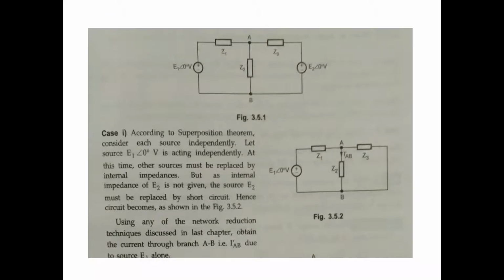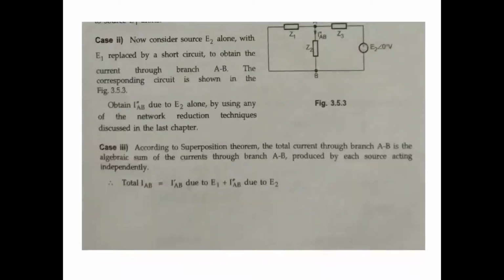Since the internal impedance of E2 is not given, it is short circuited, and only E1 at 0 degrees acts. The impedances remain as they are: Z1, Z2, Z3. The current across branch AB is I1 dash AB. Using any of the network reduction techniques discussed in the last chapter, we find the current in branch AB, I dash AB, due to the source E1 alone.